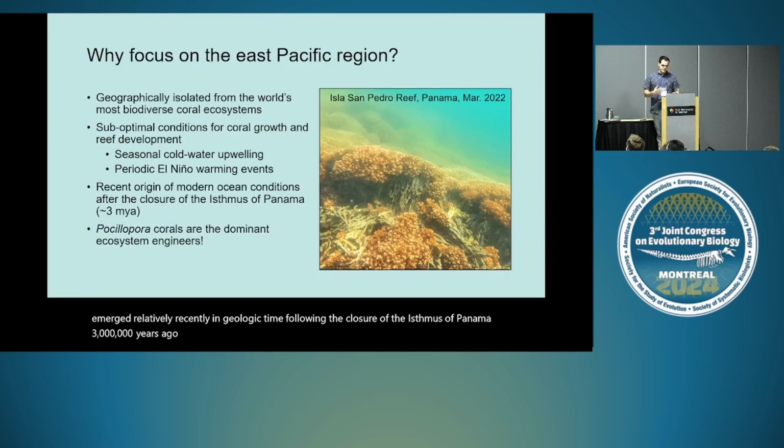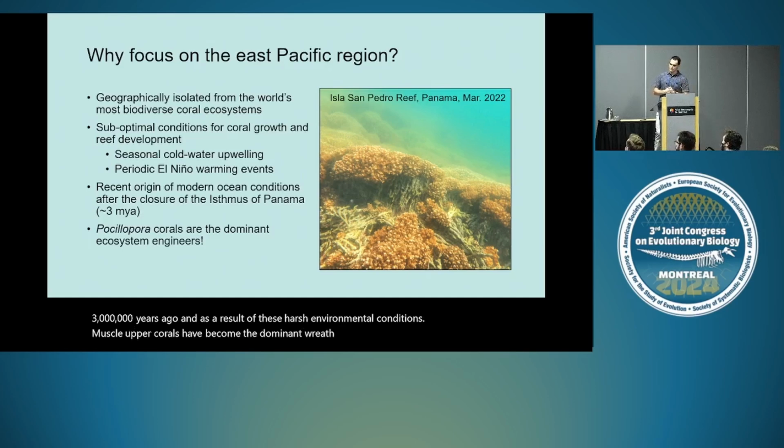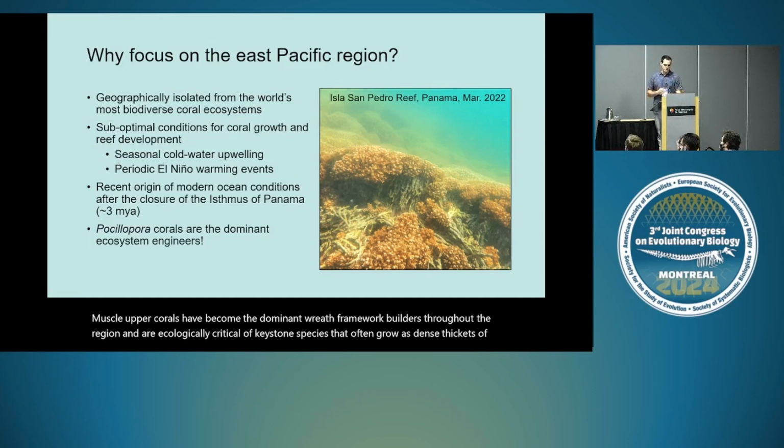And as a result of these harsh environmental conditions, Pocillopora corals have become the dominant reef framework builders throughout the region and are ecologically critical keystone species that often grow as dense thickets of naturally occurring clones that cover shallow rocky areas along the coast.